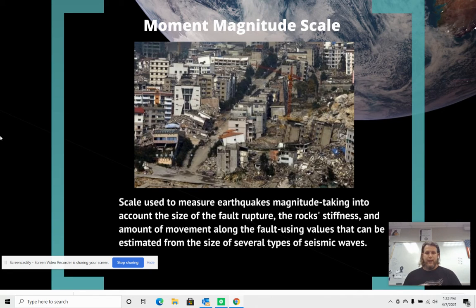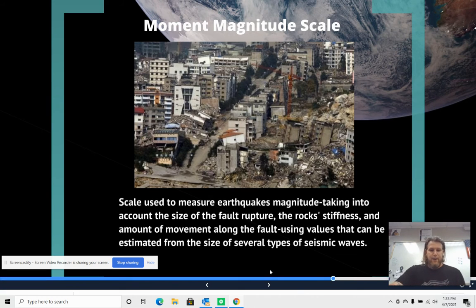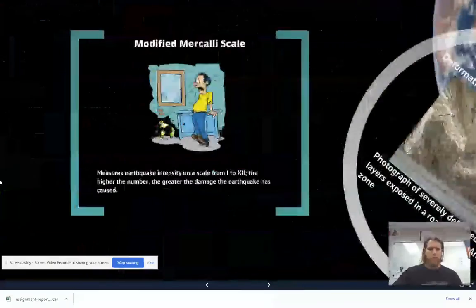And so we're not going to get into how you calculate all this, but the moment magnitude scale takes into account a lot of these other factors, which gives us a little bit better accuracy than something like the Richter scale. So that's just a way that we measure earthquakes. And so it says here, let's see if I missed anything. The amount of movement along the fault, using values that can be estimated from the size of several types of seismic waves. So they use the geometry, the length, and the length of the rupture to factor in how strong and powerful this earthquake really was.